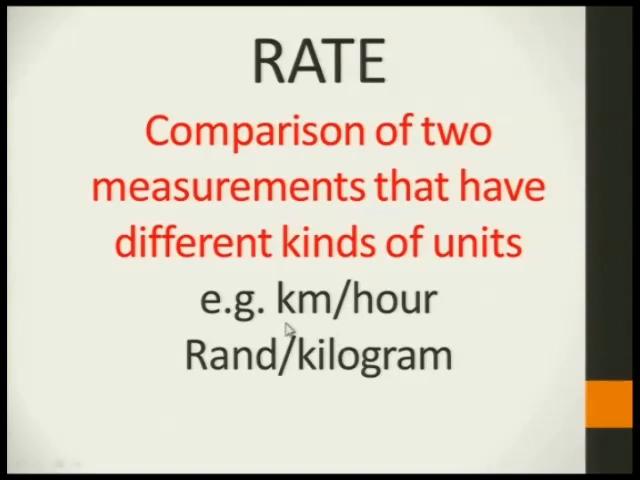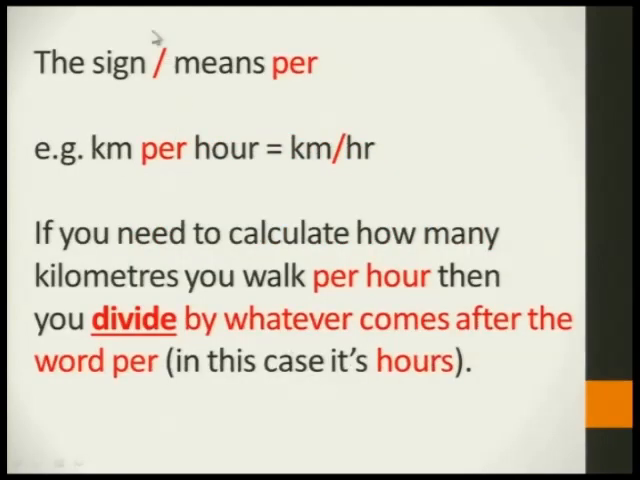So if we look here, you've got kilometers per hour, and kilometers is a distance and hour is time. So we are comparing these two units with each other. Another example is rand per kilogram. If you go and buy tomatoes or something that you have to weigh, then you might have to pay rand per kilogram. So it's money and weight that you're comparing. Another thing that I wanted to sort out with you is that you understand that this sign here, this /, means per. For example, kilometers per hour is kilometers / hour.